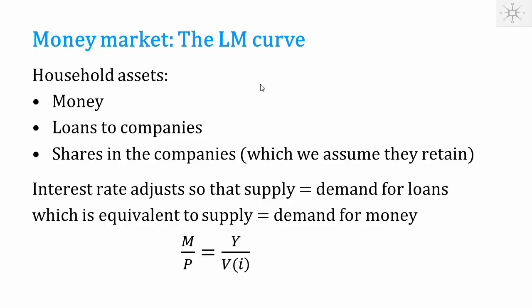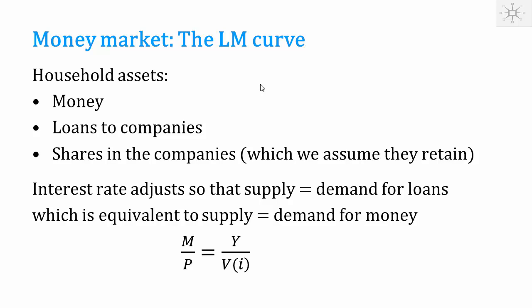And in the market for loans, we assume that the interest rate is flexible and the interest rate adjusts so that supply equals demand for loans. But that is equivalent to saying that supply equals demand for money. So we're now talking about the stocks of loans and the stocks of money. If the household is happy with the amount of cash balances that they have, the amount of big money they have, then they don't want to lend any money.